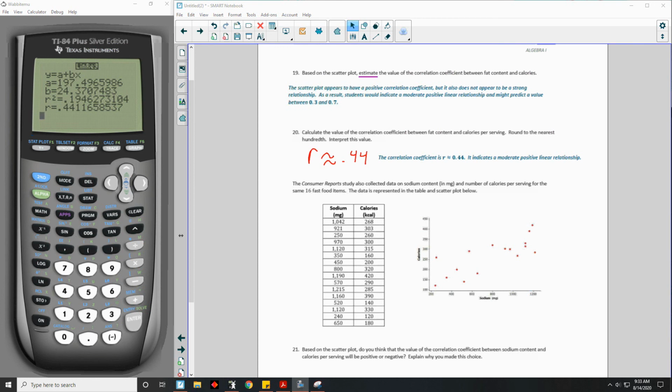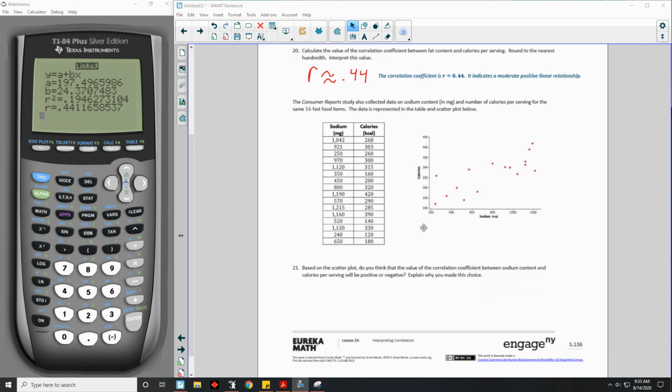So please use that table when you're doing your homework because you will need to know what's moderate, what's strong, what's weak, what's positive, what's negative. All right, the Consumer Reports study also collected data on sodium content in milligrams and number of calories per serving for the same 16 fast food items. The data is represented in the table and the scatter plot below.